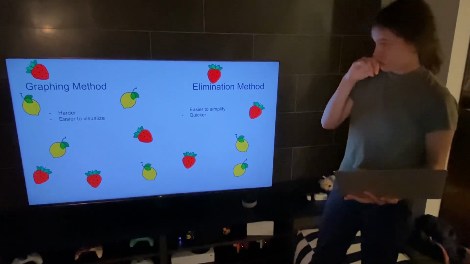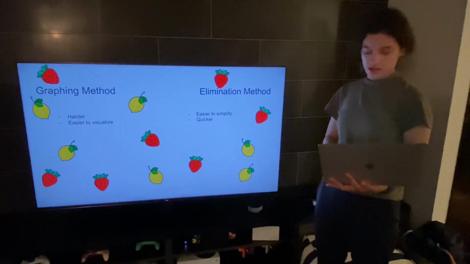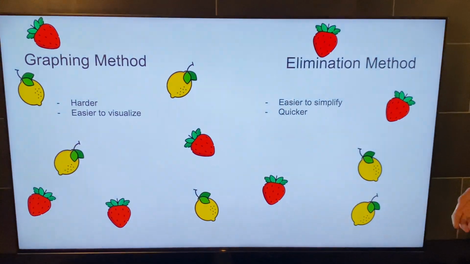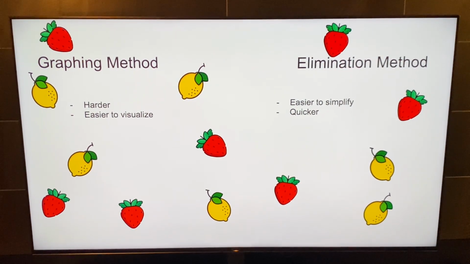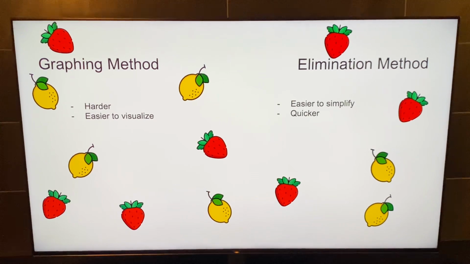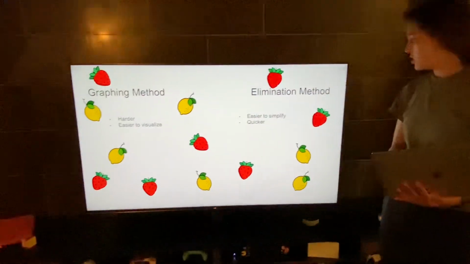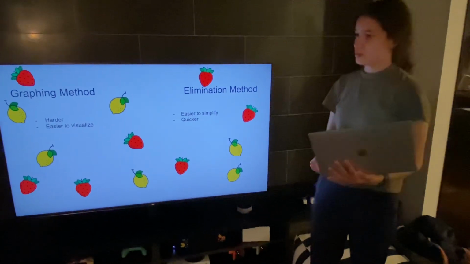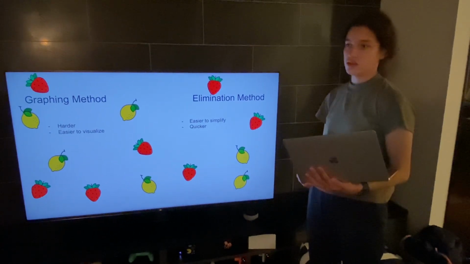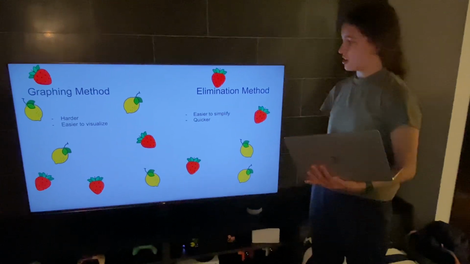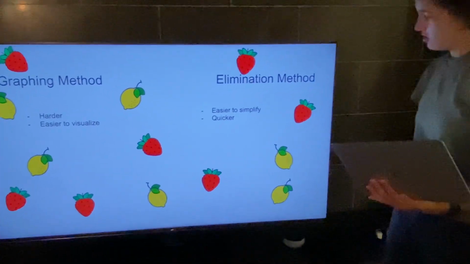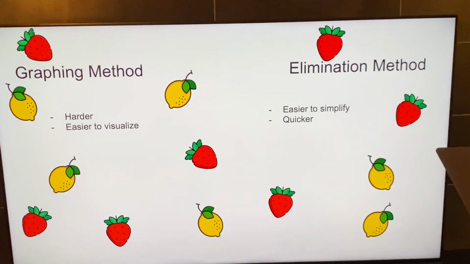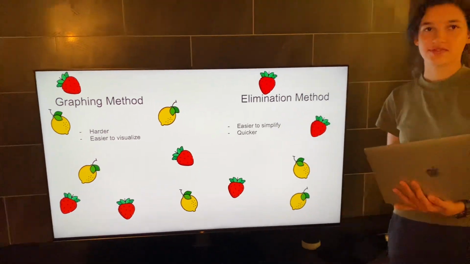I found the graphing method to be harder, but when you get to the graph you can visualize it better and see where the lines intersect. The elimination method seems easier to simplify. You don't have to turn it into an equation that you can easily graph. You just have to multiply them by each other, and I found it to be quicker, and that's all.